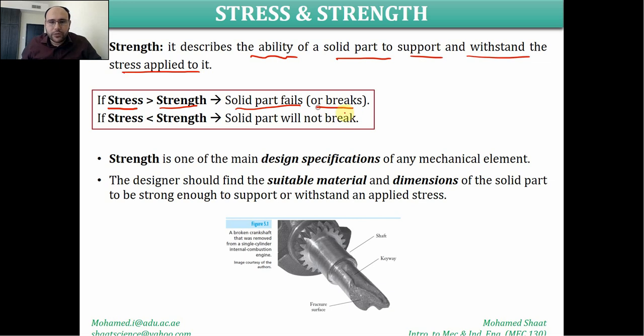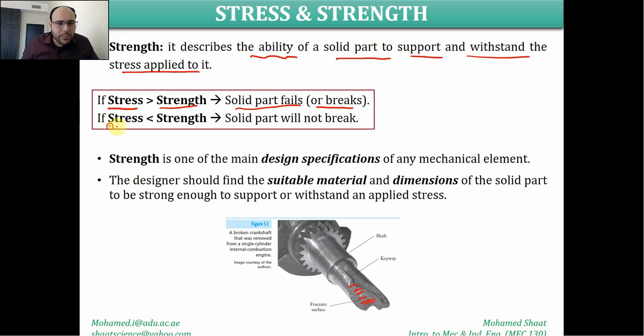Why? It will fail because of what? Because you are applying a stress over this bar which exceeds its ability, exceeds its strength. So definitely it will be fractured, like this shaft. This is a fractured shaft. This is the fracture surface. This surface has been broken from here. It was a very long shaft, one piece, and it had been split into two pieces. Why? Because we loaded it. We applied stresses over this shaft that exceed its strength. So that's why it had been broken.